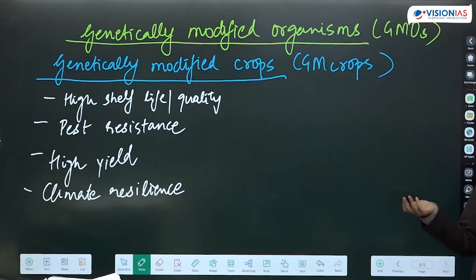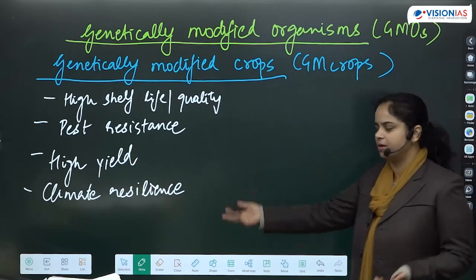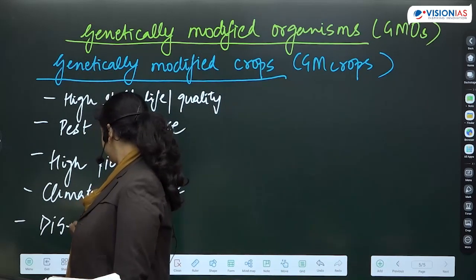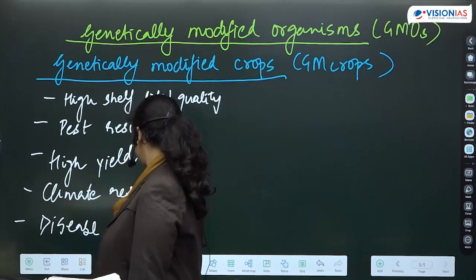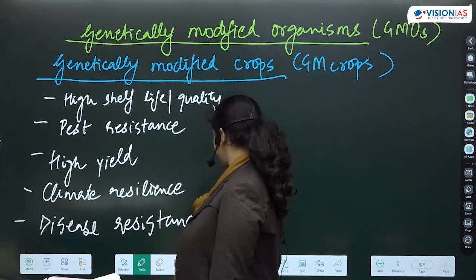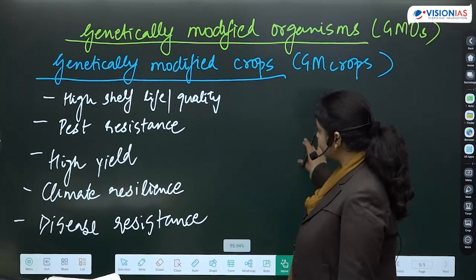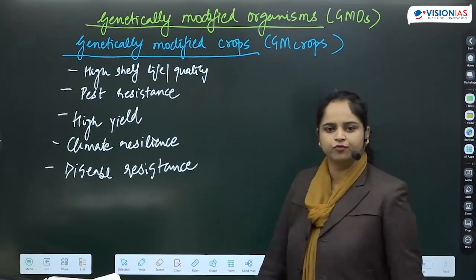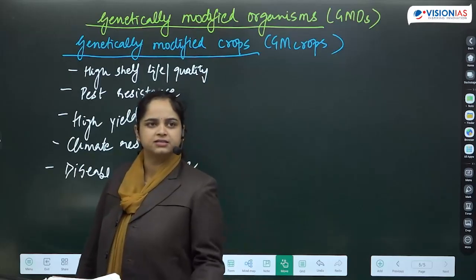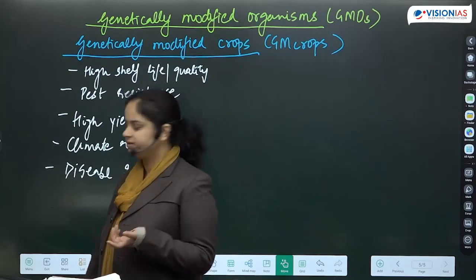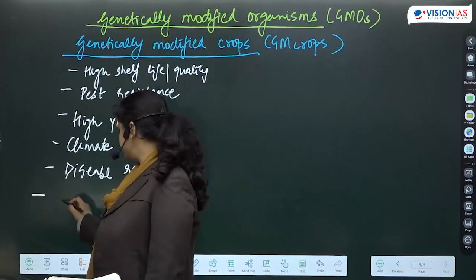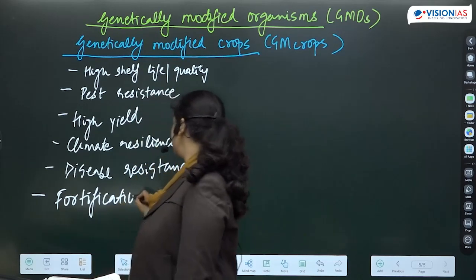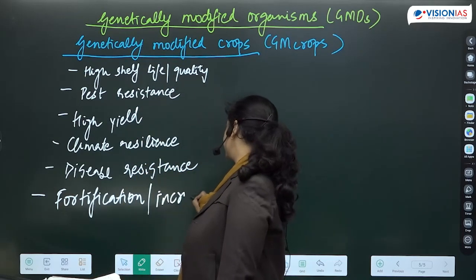Early ripening period, reduce abiotic stresses. So yes, this is about abiotic stresses. Disease resistance. We can also think of the nutritional value of our food products. Growth rate can be increased, so that is your yield only. So yeah, fortification, somebody has said, or in simple terms, increased nutrients.